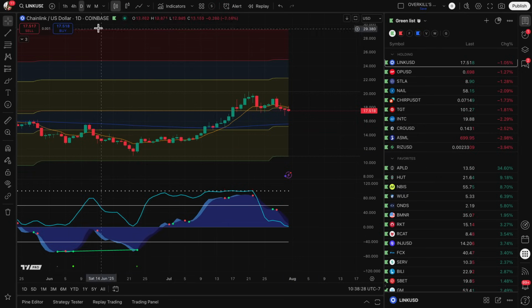So when Chainlink gets a daily dot here, that is going to be a signal to buy. You can see we got one right there in July at around $18. Yes, it's down 50 cents. I know people think that's crazy, but again, this dip is nothing here.